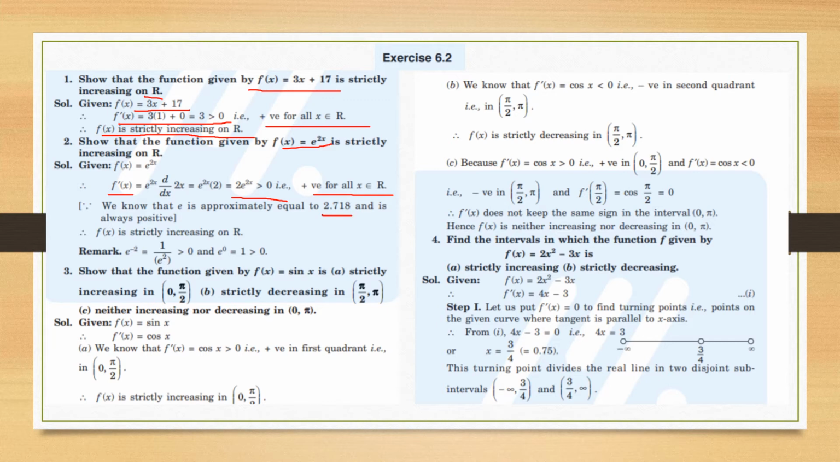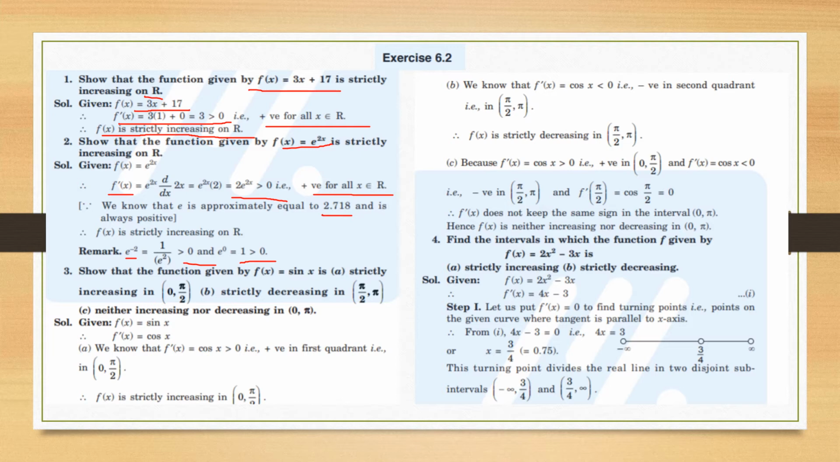And even if I raise it to a negative power, like e raised to the power minus 2, it will also become 1 upon e square, which is positive. And even in the case of the real number zero, e raised to power 0 is 1, which is also positive. So I can conclude that this derivative is always going to be positive. That's why my function is strictly increasing.